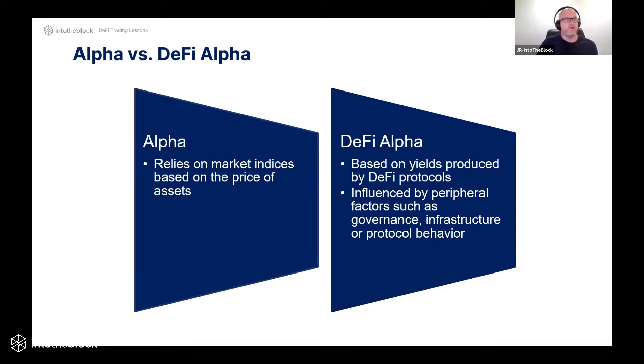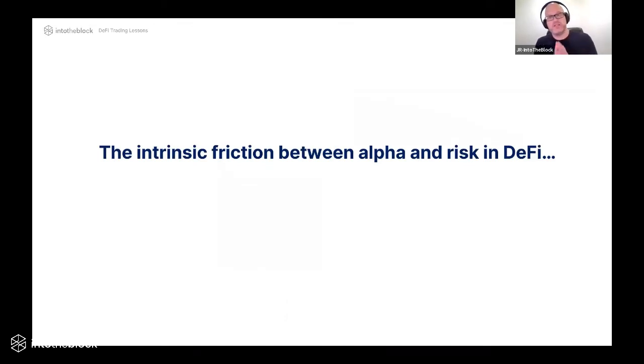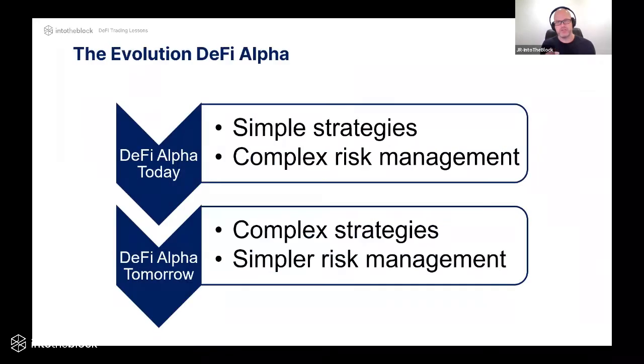Happy to debate more. Now, where this gets really interesting, and this is a theory that I've been developing recently, and I'm working on a paper about this, is that I believe there is a friction between alpha and risk in DeFi today. A very simple way to explain it: today in DeFi, the market is so asymmetrical that anything works. You can get nice returns by doing three simple things. But the risk management of those strategies is very complex. Today, managing liquidations, slippage, and all that is extremely complex.